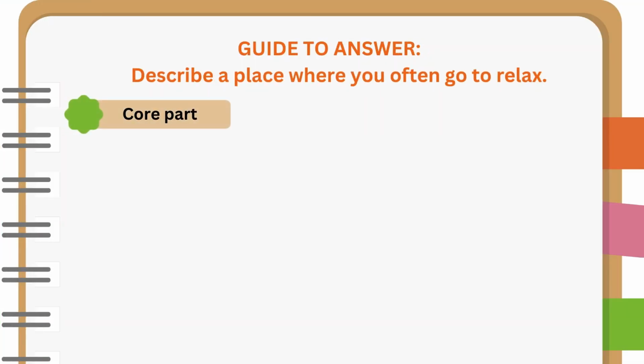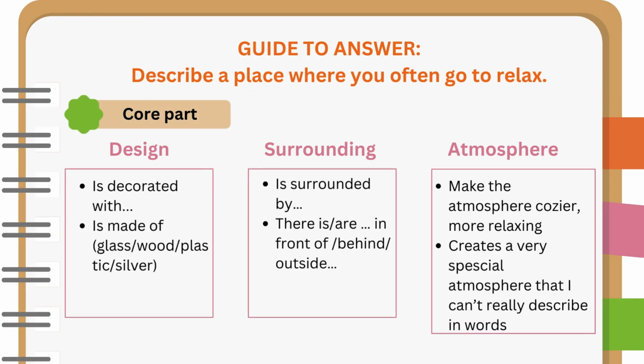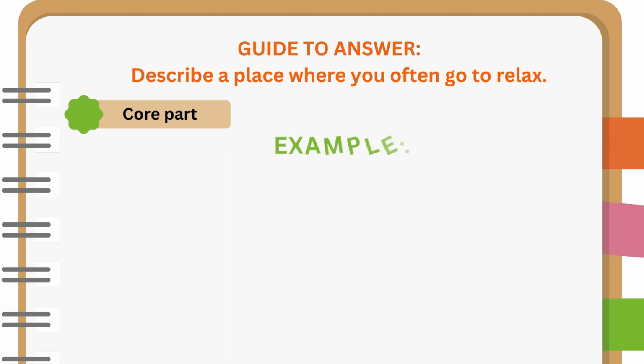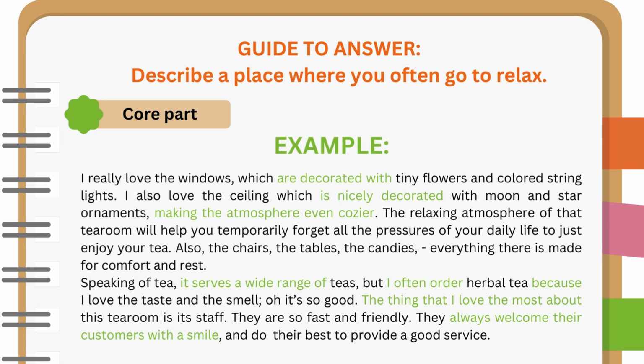In the core part, focus on the main characteristics of the place. Talk about the design, surroundings, and the atmosphere of the place. You can also talk about the products or services it offers and why they deserve attention. For example, I really love the windows, which are decorated with tiny flowers and colored string lights. I also love the ceiling, which is nicely decorated with moon and star ornaments, making the atmosphere even cozier.